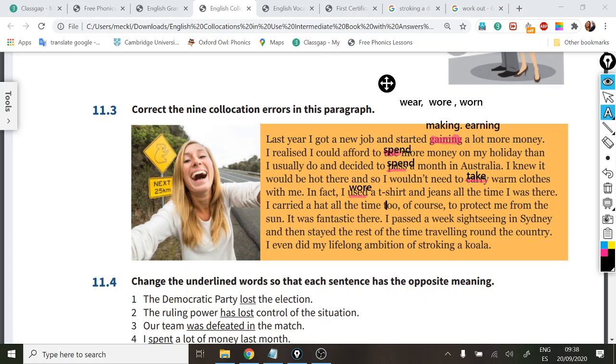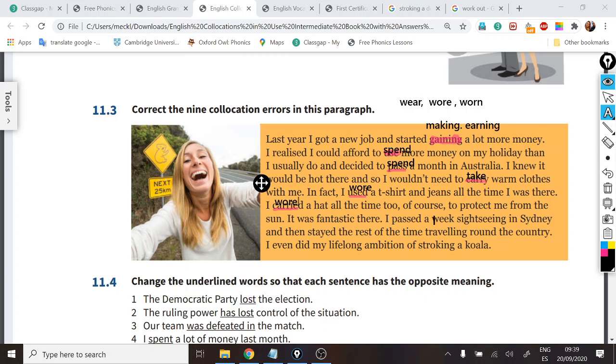I carried a hat all the time too. So here there is another one, as you can see. So we don't carry clothes. You can carry bags, or you carry suitcases. That means you're holding it and you are carrying it literally. Or you can carry something in your pocket. But when you talk about hats, glasses, jewelry, we say wear. Okay, so let me type it here. So I wore, because this is past, so I wore a hat all the time, of course, to protect me from the sun. It was fantastic there.